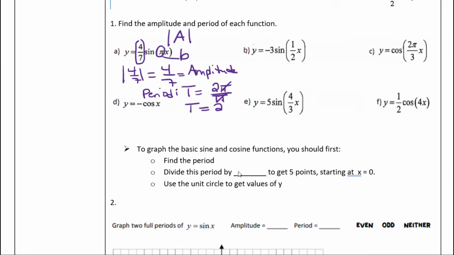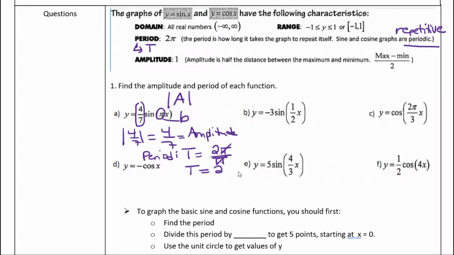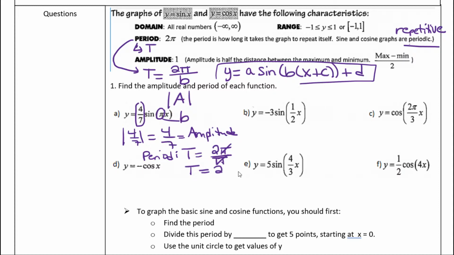Let me write the period equation on here so that you have it. The period T is equal to 2 pi divided by B. If you look at the sine and cosine function, it's y equals a sine of B times x plus c plus d. Usually this is x minus c, but I'll just write it as x plus c. So that's our generic sine cosine function, and that way you know what a and b are.